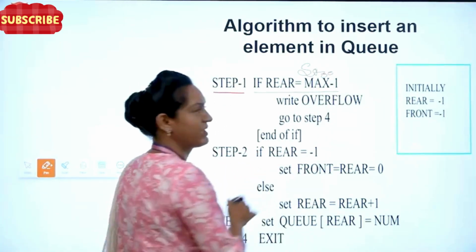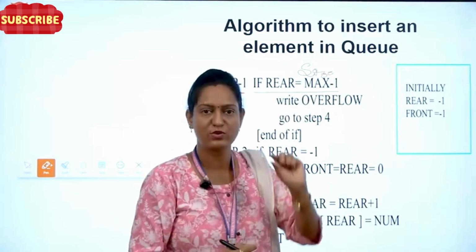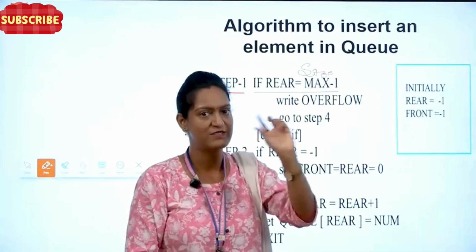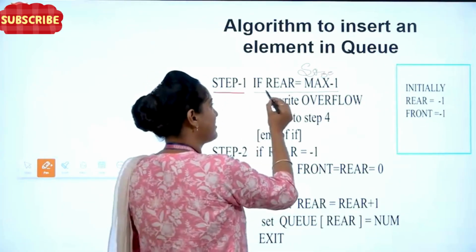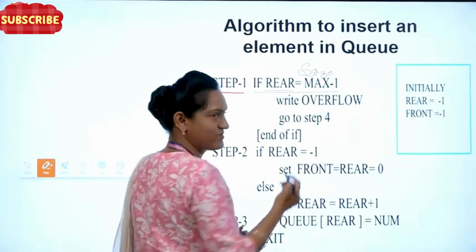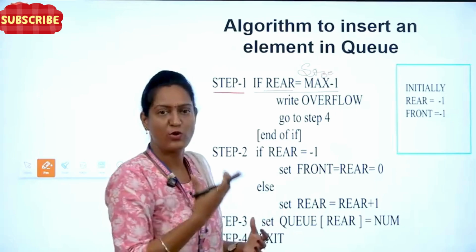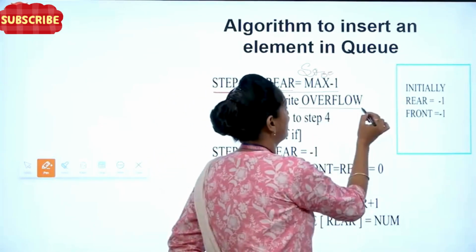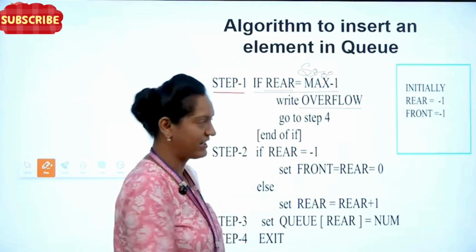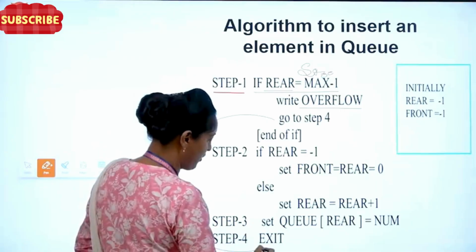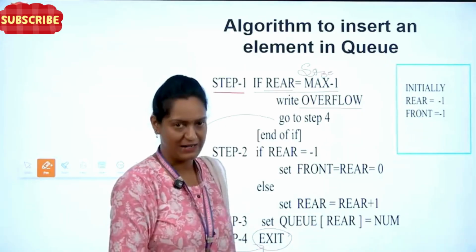Max is the size because we are using an array. Obviously, the index values go from 0 to max minus 1, that is, 0 to size minus 1, right? So firstly we have to check whether rear is equal to max minus 1. If this condition is true, then we will show an overflow message. That means there is no space remaining for inserting an element in my queue, right? So we go to step 4, that is exit. We cannot insert an element.